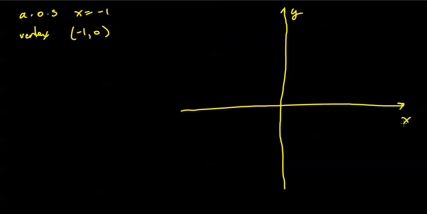Alright, we're in the xy plane. And let's see, the axis of symmetry is the vertical line x equals minus 1. Alright, so let me do the best I can to draw a vertical line with all these x coordinates being minus 1. Alright, so I'm going to label my axis of symmetry. Alright, the vertex is the point minus 1, 0.